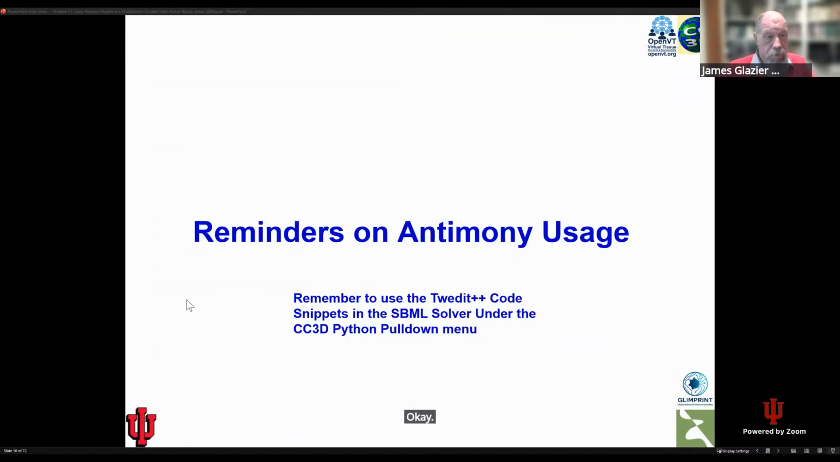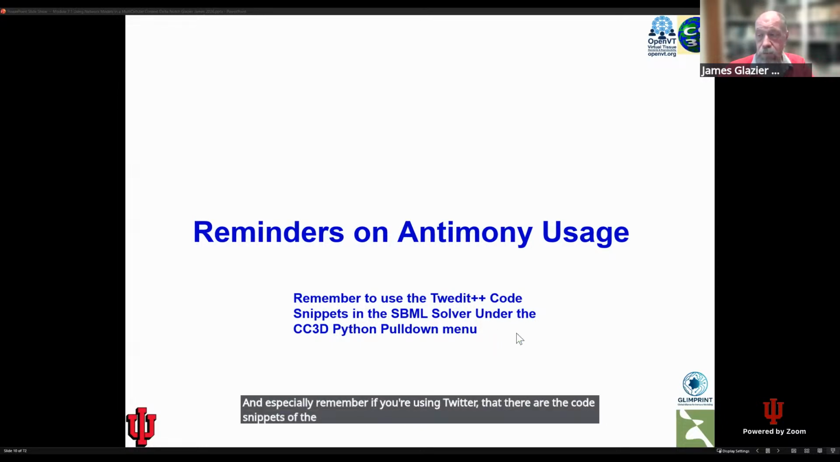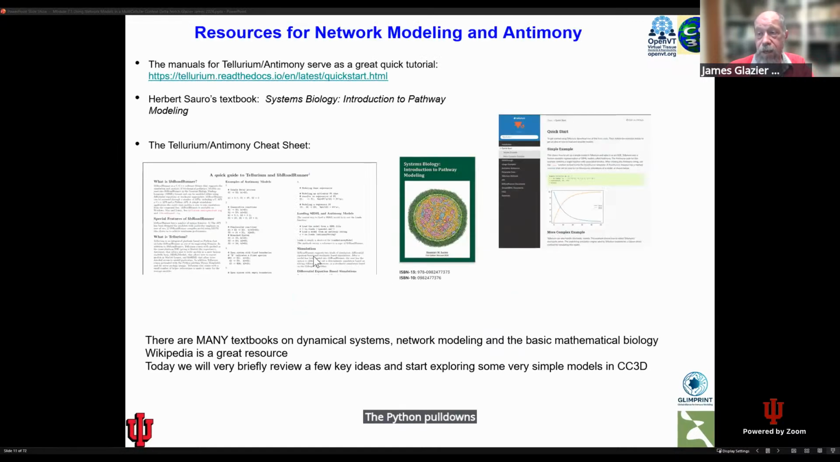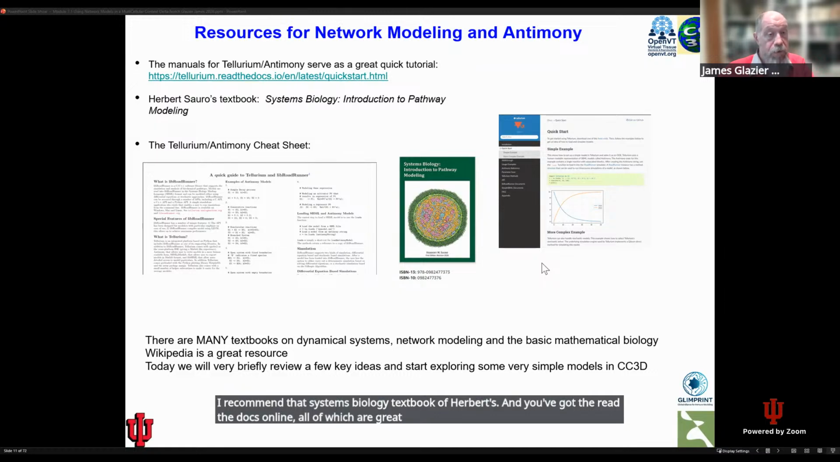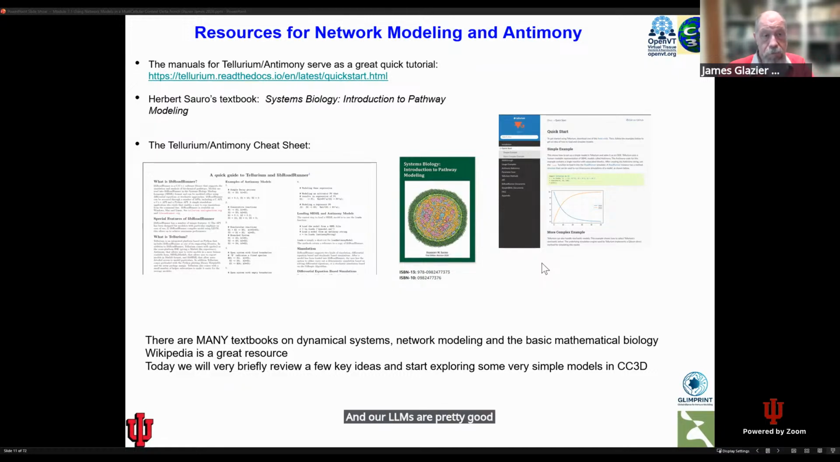And if that seems intimidating, I would suggest just picking the most important concepts. So now we're going to do some Antimony coding. Come back to that. The first thing I want to do is just remind you of Antimony usage. And especially remember, if you're using Twedit, that there are the code snippets of the SBML-solver menu, the Python pull-downs. Again, you've got your Antimony cheat sheet. I recommend that systems biology textbook of Herbert's. And you've got the Read the Docs online, all of which are great resources. And our LLMs are pretty good at Antimony coding too.